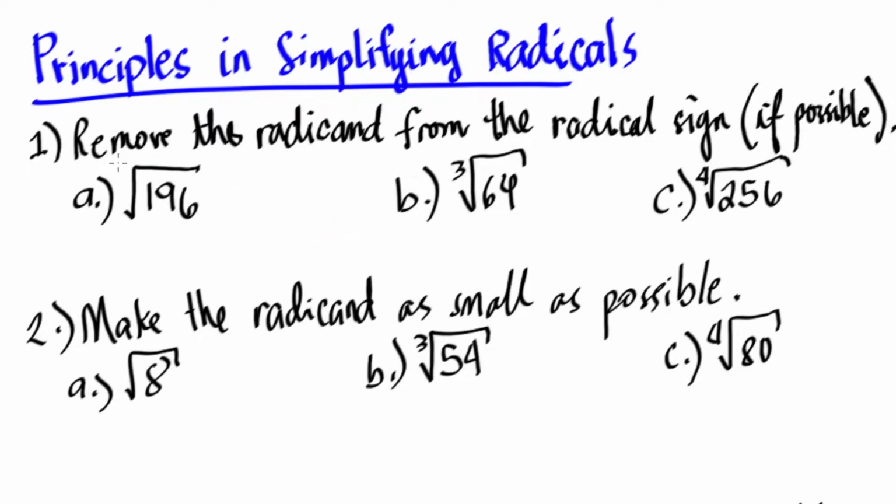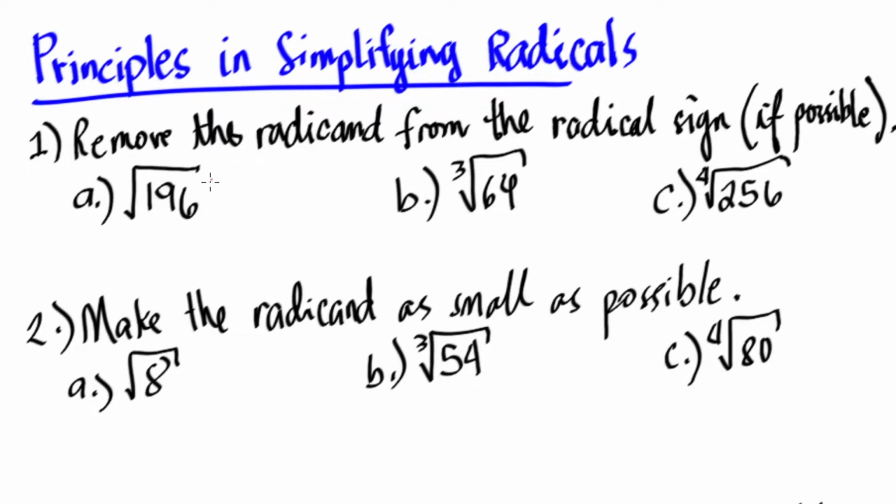So the first principle is to remove the radicand from the radical sign as much as possible, or whenever possible. If we can remove the radicand from the radical sign, it's going to make our work much cleaner, and the confusions will be somehow deleted. So again, as much as possible, we will be getting away with the radicals. For instance, we have 3 examples here.